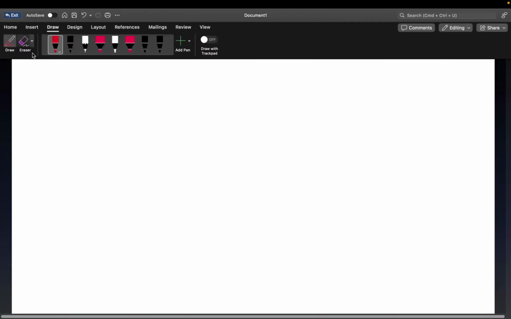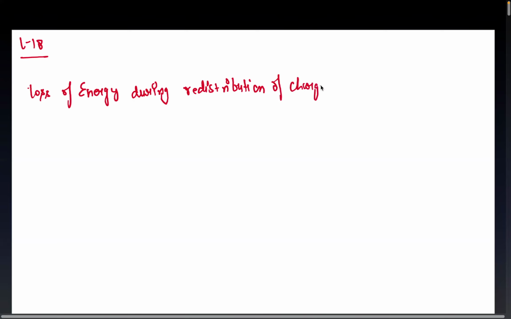Okay, let's talk about the topic loss of energy during redistribution of charges. What does this mean? I'll just tell you. For example, you have two bodies, two conductors, and right now these are uncharged.